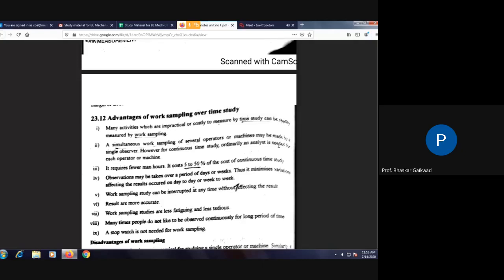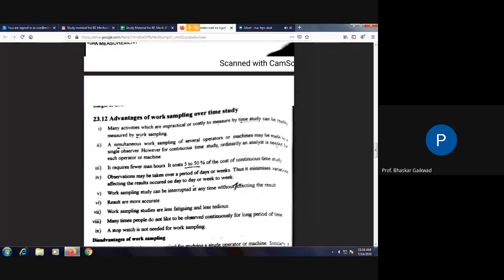Here we cannot make use of time study because of the continuous rotation of the conveyor, material handling systems, assembly systems and continuous production. Under this condition, we can use work sampling. Simultaneous observation of operators and machines can be done. It requires fewer man-hours and only 5 to 10% of the cost. Only 1 to 3% of the time is more than sufficient as compared to time study.